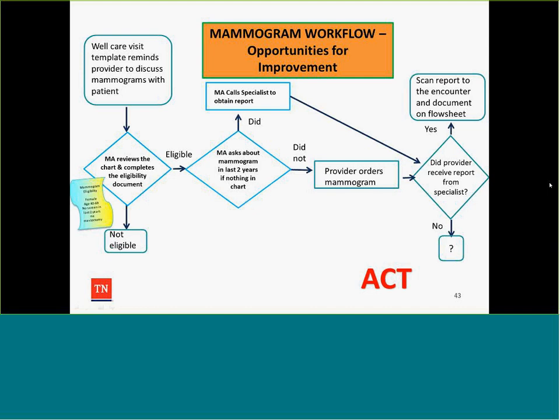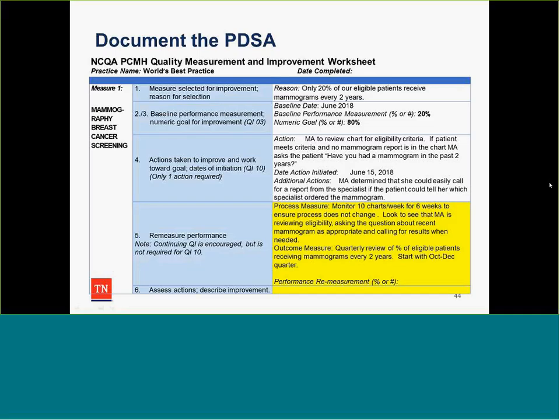Document the new workflow, followed by another PDSA to start: what happens after the mammogram is ordered, to ensure the report comes back. So in the meantime, we're going to monitor for 6 weeks, make sure the process doesn't change, and reviewing eligibility, asking the question. The outcome is a quarterly review of those receiving mammograms for 2 years, and it's going to start in October.